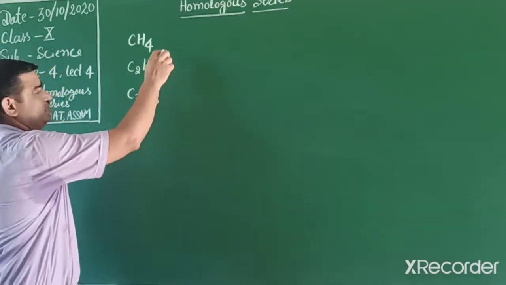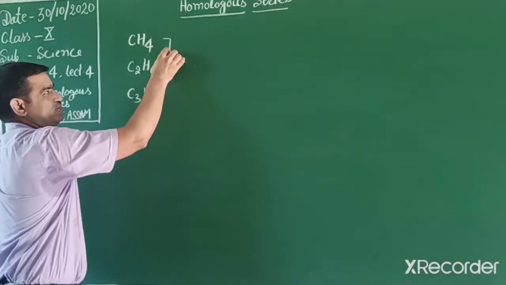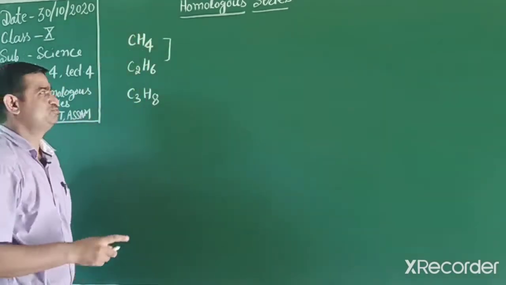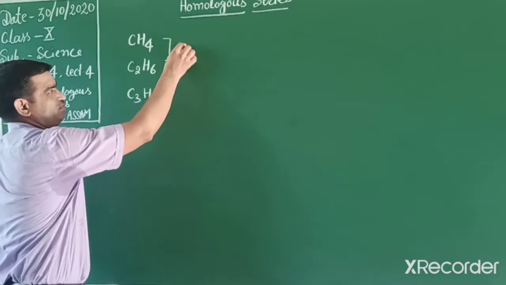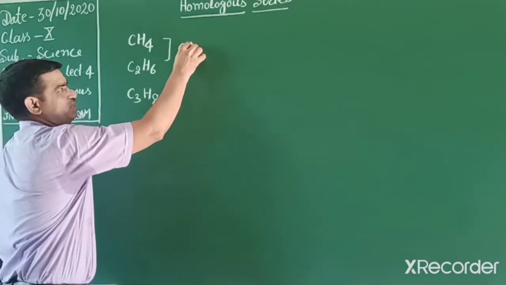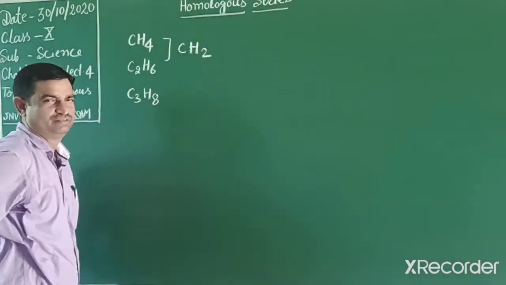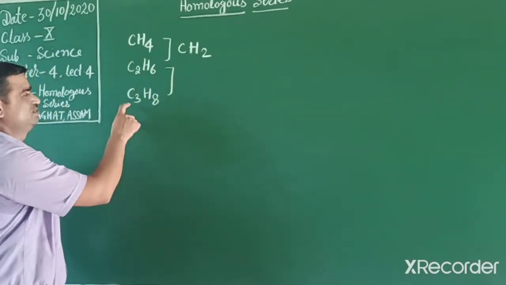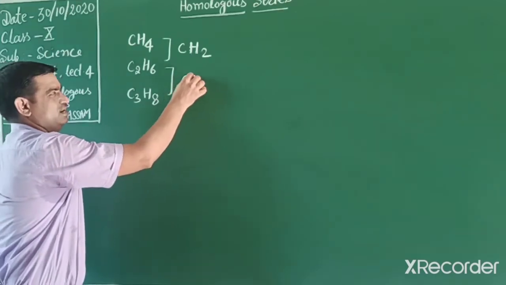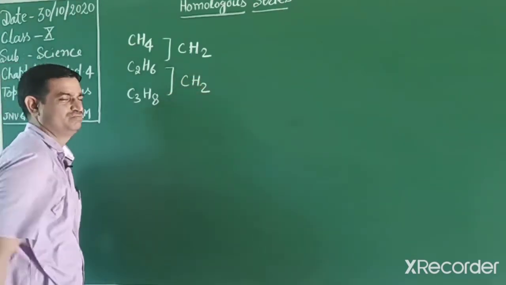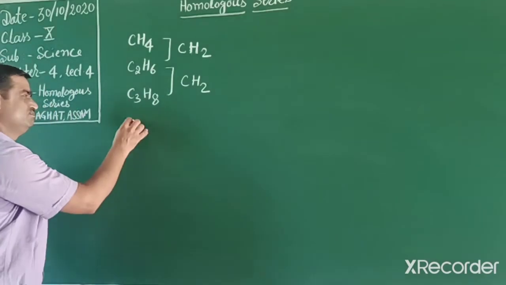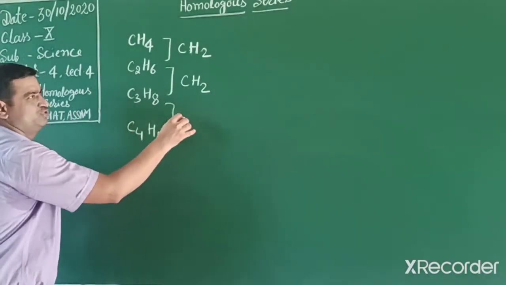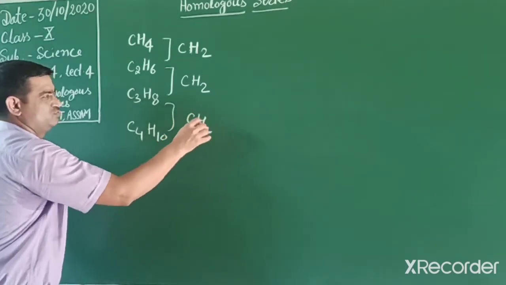Students, we can observe the difference in these molecular formulas. If we observe CH4 and C2H6, the difference is only CH2, 1 carbon and 2 hydrogen. Between C2H6 and C3H8, again the difference is CH2. For the next carbon, C4H10, there is also the same difference. So what is the reason?